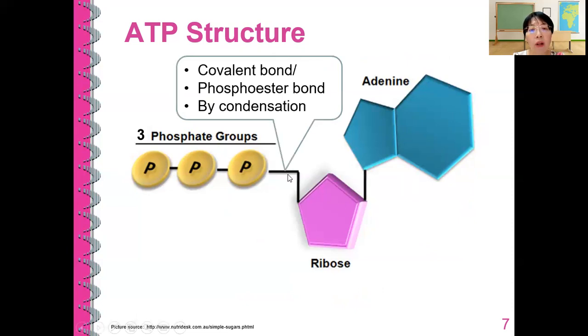So there are covalent bonds that join all the three subunits together. So over here, this is a covalent bond. It's also called a phosphoester bond. I'll show you why later on.